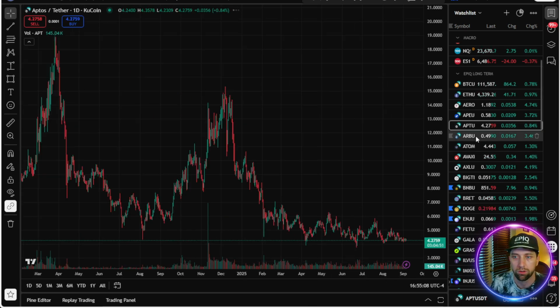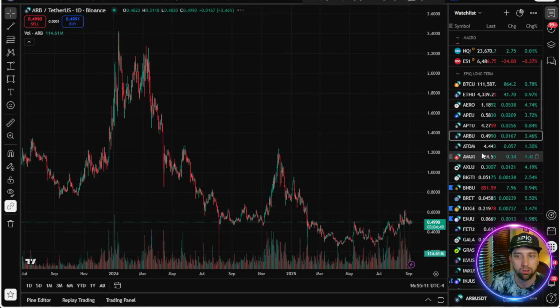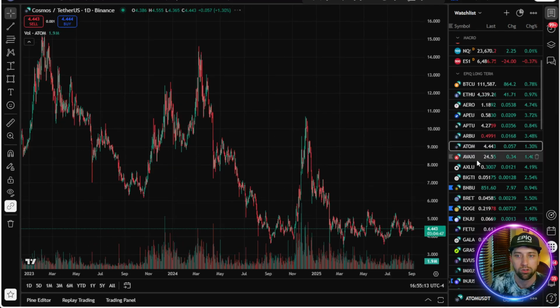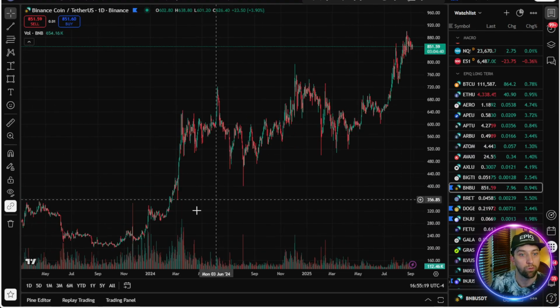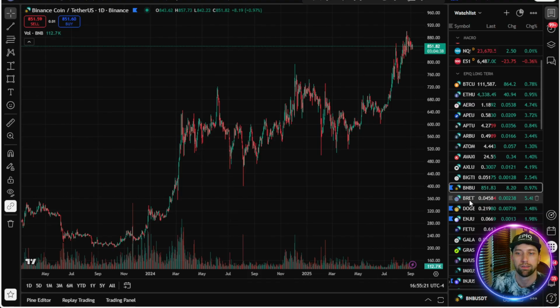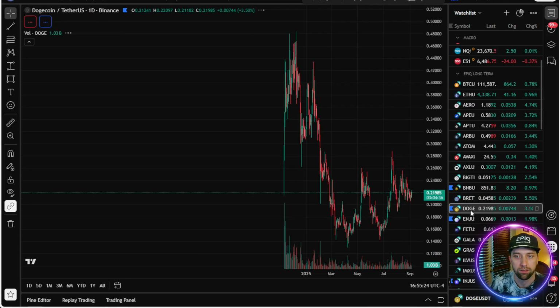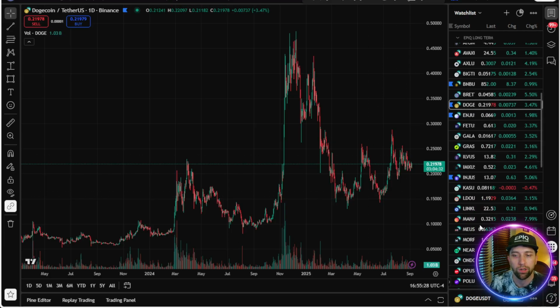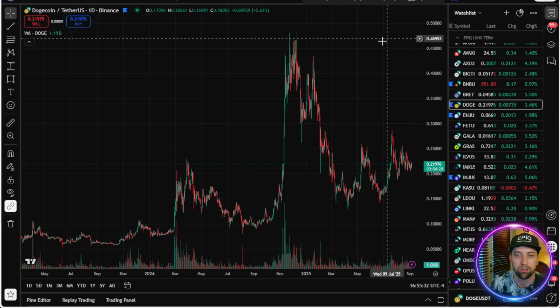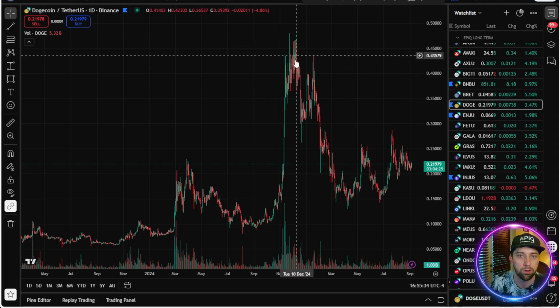Aptos, oversold. Arbitrum, oversold. Atom, oversold. AVAX, oversold. Binance Coin, overbought. You can see it going into an uptrend. Brett oversold, Doge oversold. You kind of get the idea. So anything that's on the lower end of things that has more upside is going to be considered oversold.